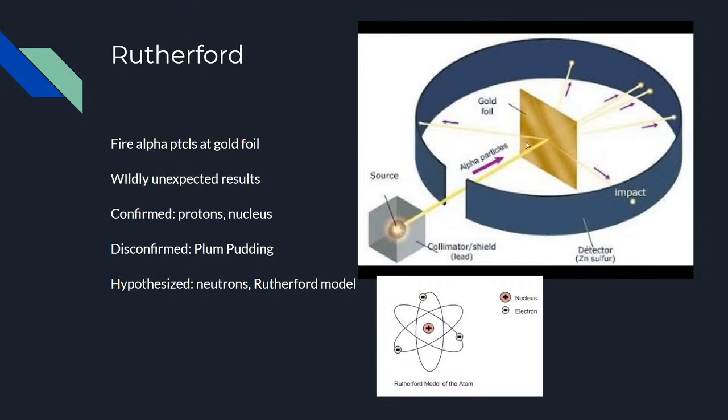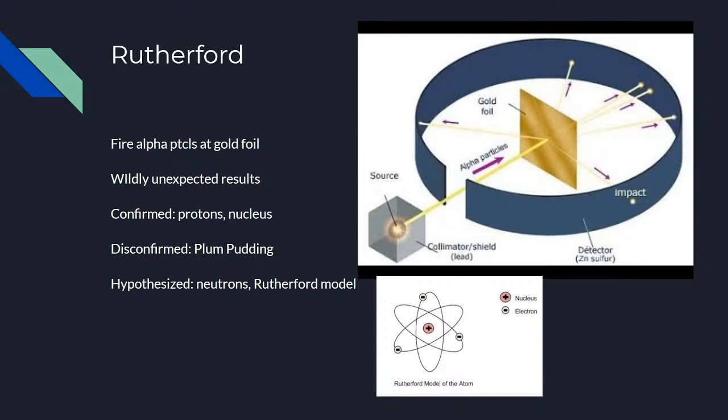Then he aimed it at this sheet of gold foil. The reason he did that was because he said, okay, we know the alpha particle is about the same size as an atom. Why not fire it at atoms and see if it has an impact? See if we can investigate the internal structure of materials. This was a really good idea.